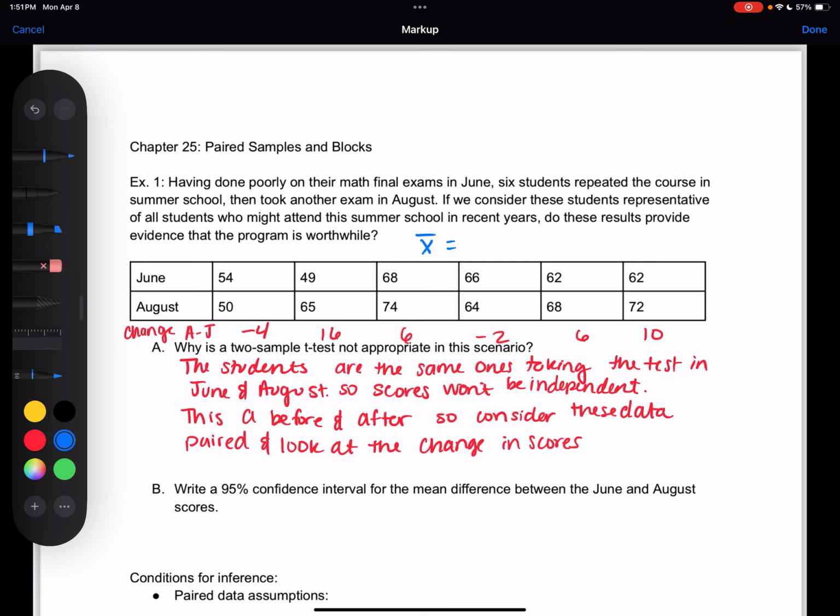So x bar is 5.33. It's repeating. Standard deviation for the sample is what we want, so that's Sx, which is 7.45. That's rounded.